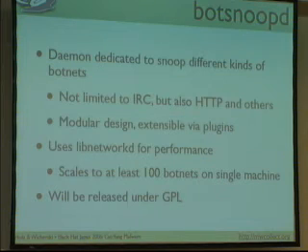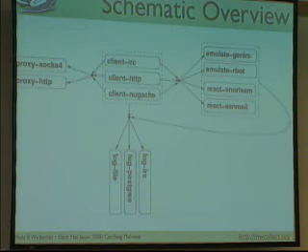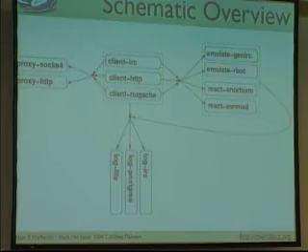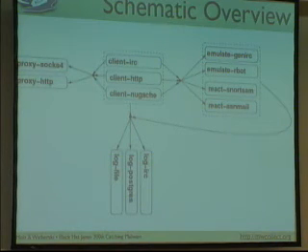And yeah, it will be released under GPL when we're really confident with it. At the moment, it's stable, but not as stable as it could be, probably. So it's still in the works. A schematic overview: the most important thing is the client modules. We have one for IRC, one for HTTP, one for Nugache. And these are just the implementations of the command and control protocol.